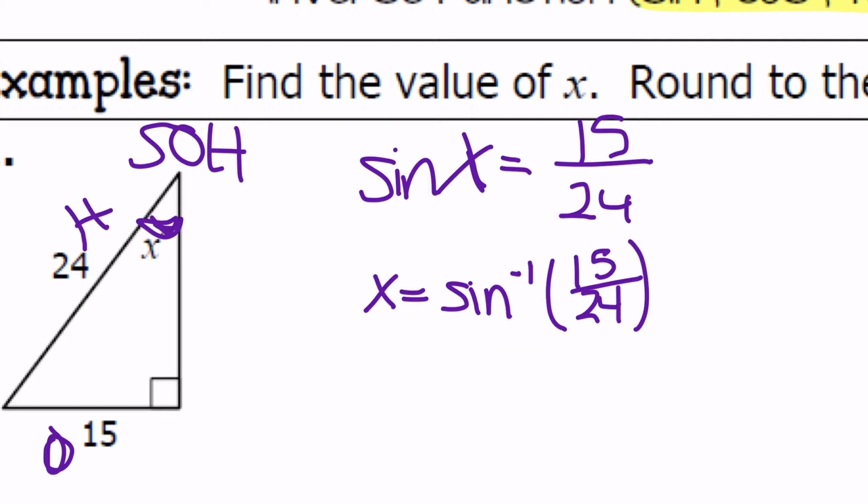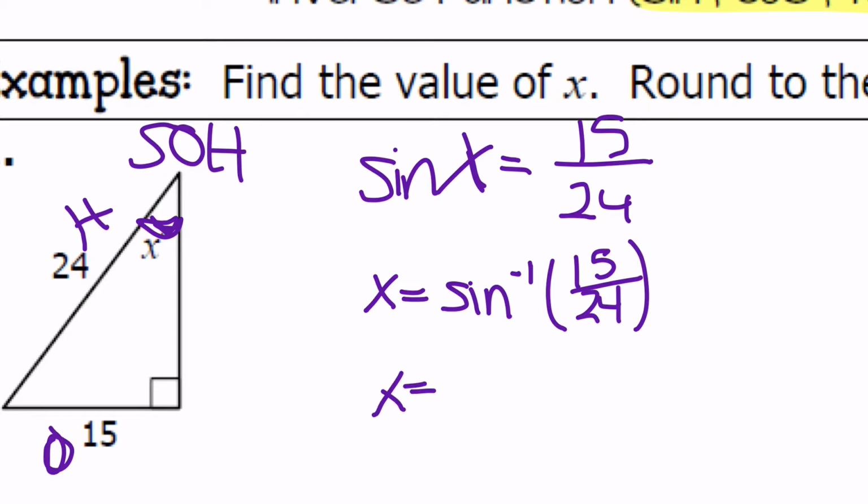So that inverse sine function, sine to the negative 1 power, you should see it. If you have a TI 83 or 84, you hit second and then just the sine button, and that's going to give you your inverse sine function. Same with inverse cosine, inverse tangent. So you should be able to find that on your calculator. It'll look just like this. Then you put 15 over 24 in the parentheses and you press equal.